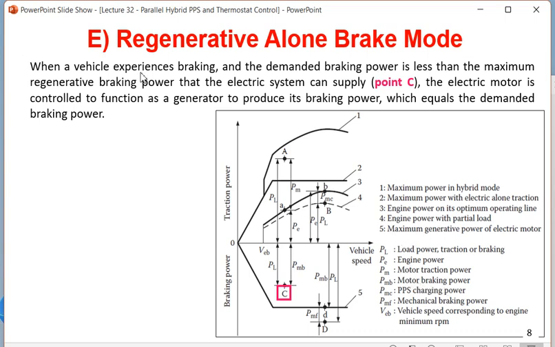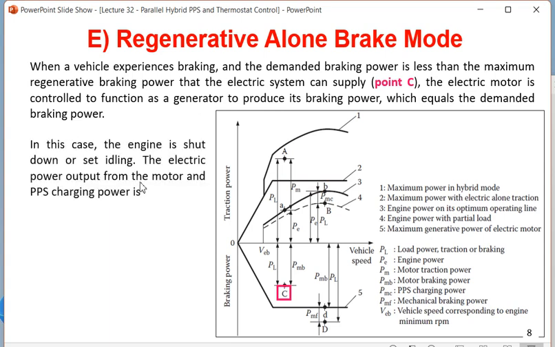So when a vehicle experiences braking and the demanded braking power is less than the maximum regenerative braking power, which is nothing but coming from PPS, the electric system alone can be used. The electric motor is controlled to function as a generator to produce the braking power. In this case, the electrical source, that is the battery only, will produce the PMB, which is the motor braking power. So the braking power will be equal to the demanded braking power. You are finding in this case the engine is shut down or set to idling. That means you can disengage the clutch from the engine to the axle. The engine will be idling only, or it can be shut off.